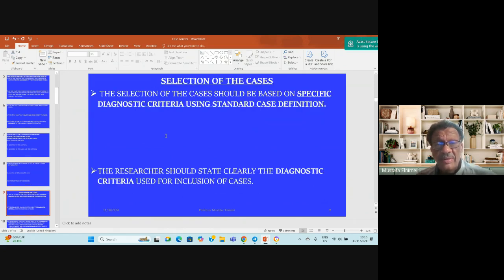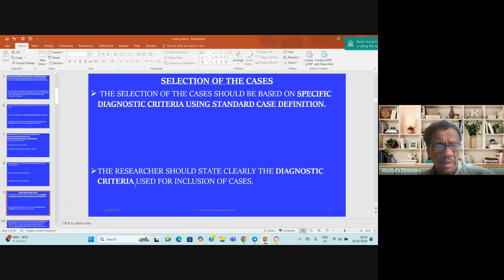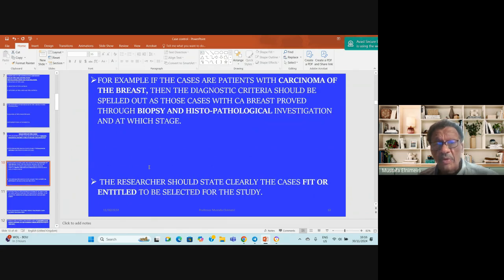Firstly, we talk about the selection of the cases. Selection of the cases should be based on specific diagnostic criteria using a standard definition, and the researcher should state clearly the diagnostic criteria that he or she is going to use for inclusion of the cases. For example, if the cases are patients with carcinoma of the breast, then the diagnostic criteria should be spelled out as those cases with breast cancer proved through biopsy and histopathological investigation, and at which stage of the disease.